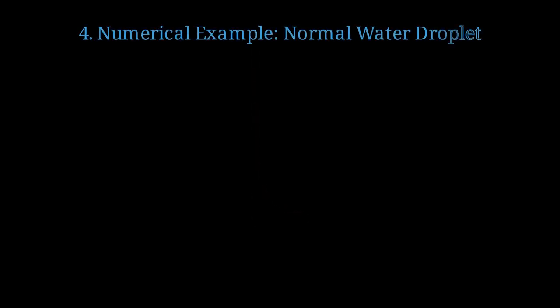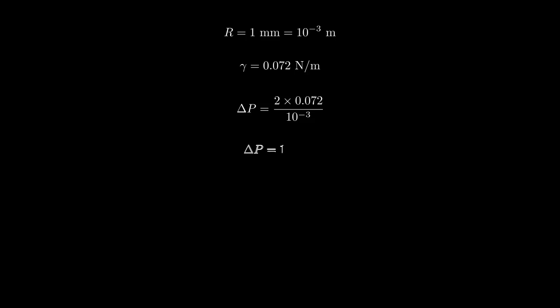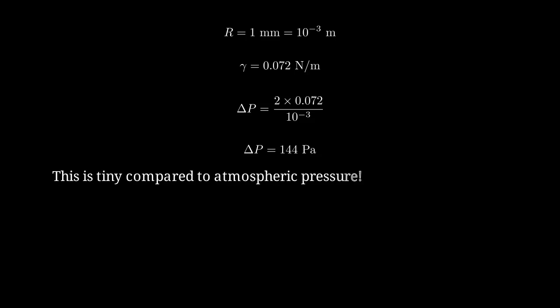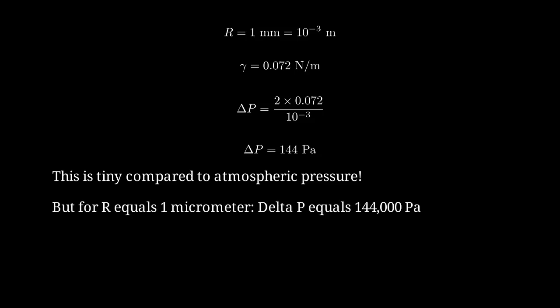Let's calculate the pressure inside a normal water droplet to build intuition. Consider a water droplet with radius 1 millimeter, or 10 to the minus 3 meters. Using water's surface tension of 0.072 newtons per meter, the pressure difference equals 2 times 0.072 divided by 10 to the minus 3. This gives us 144 pascals, which is about 0.14% of atmospheric pressure. This is quite small compared to atmospheric pressure of about 101,000 pascals. However, if we shrink the droplet to just 1 micrometer radius, the pressure jumps to 144,000 pascals, larger than atmospheric pressure.